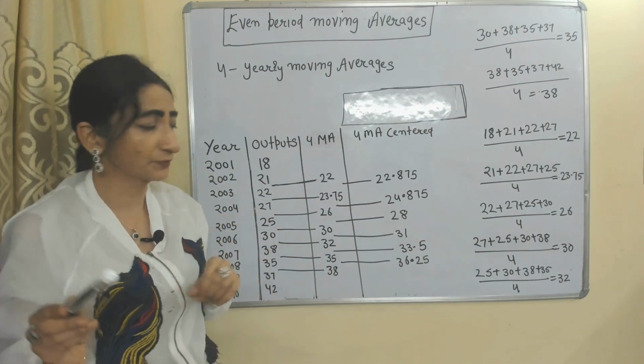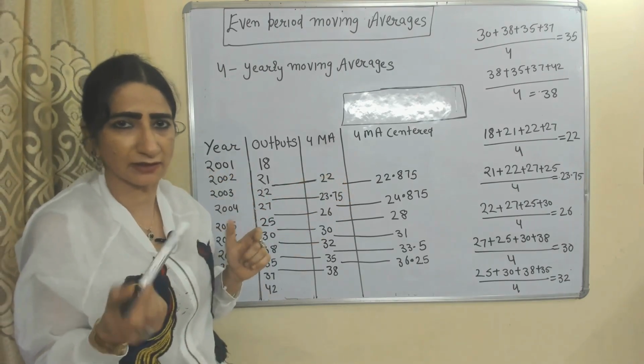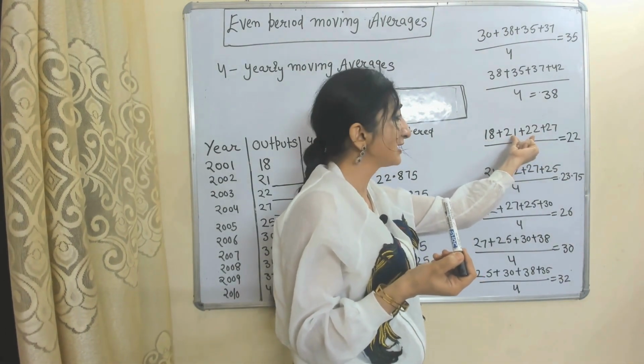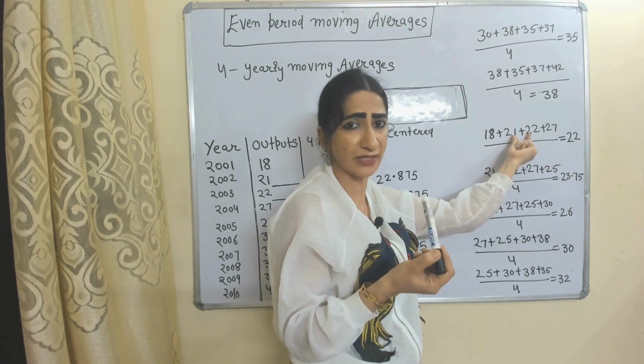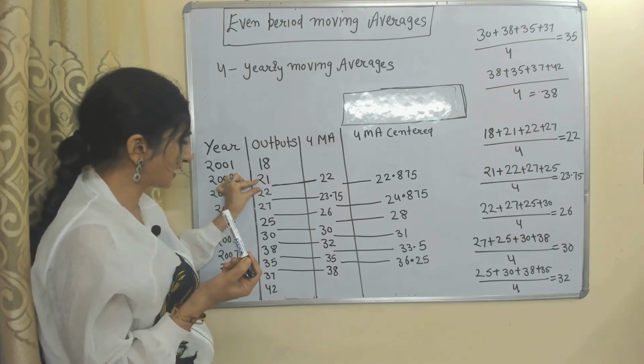Now what will we do? We will write each average in front of its center number. The center number of this is between 21 and 22. That's why we will write 22 between 21 and 22. Here you can see we wrote 22 between 21 and 22.